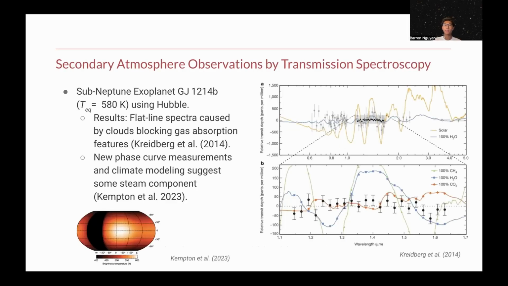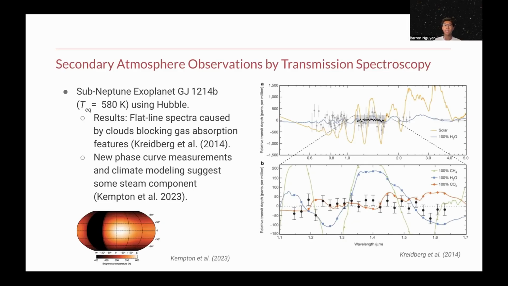So I just wanted to show some examples of secondary atmosphere observations by transmission spectroscopy. So this is again the light of the star passing through the exoplanet's atmosphere. This is an example from 2014, GJ1214, observed by the Hubble Space Telescope. The planet's equilibrium temperature is around 580 Kelvin, so essentially as hot as an oven. And the results of the study were quite unremarkable, at least at first glance.